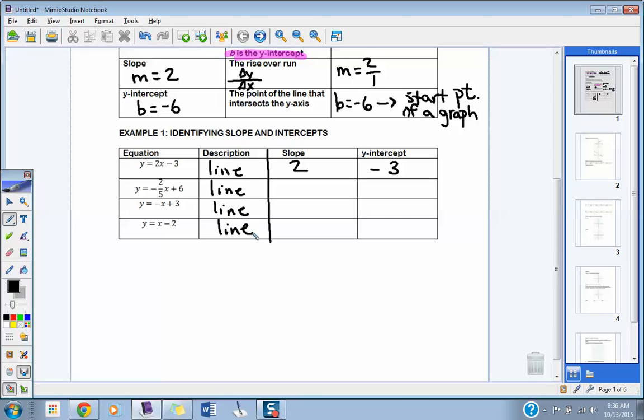Okay. So I want some people to help me out here on that number 2 example there. Y equals negative 2/5 x plus 6. What's the slope?